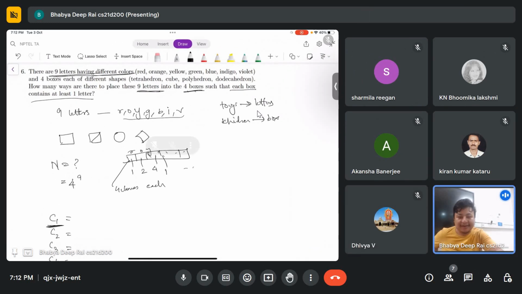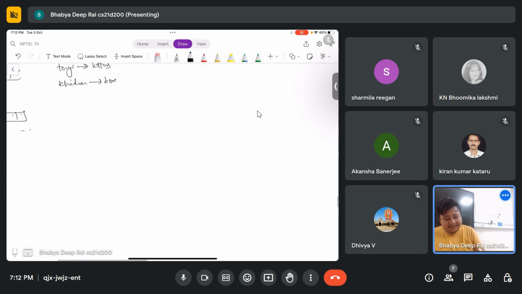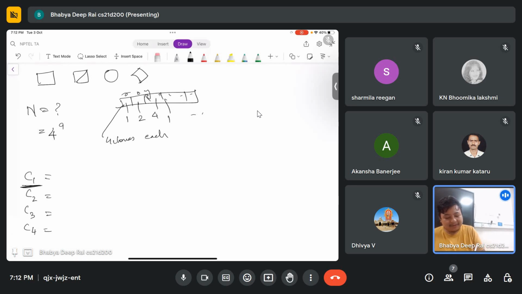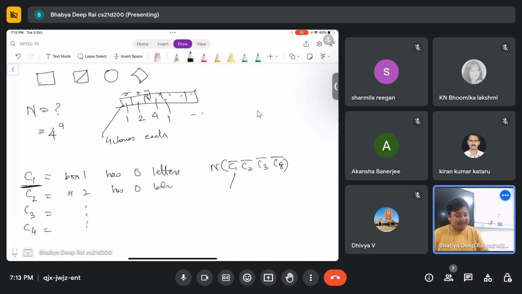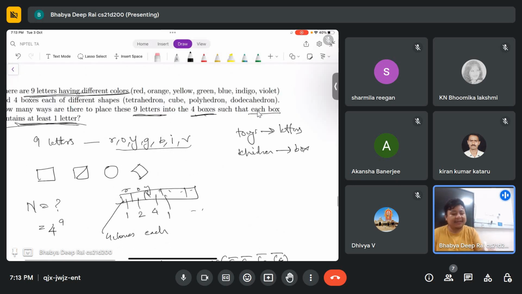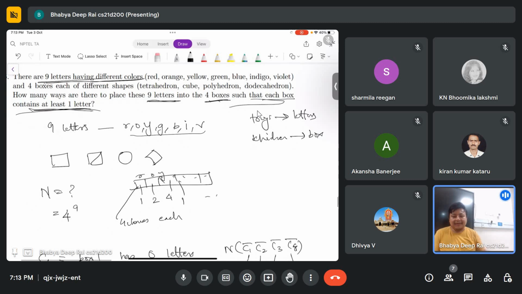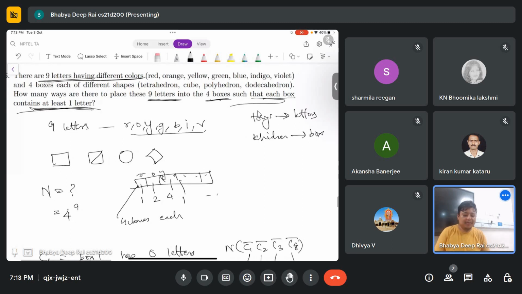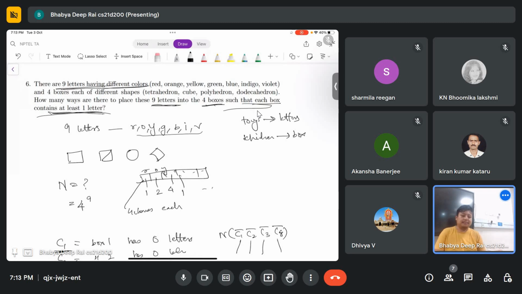Box 1 has 0 letters. Exactly. I mean, because you can't have half a letter or something like that. So C1 is less than 1, or in other words, 0. Box 1 has 0 letters, and box 2 has 0 letters, and so on. So that when we find C1 bar, C2 bar, C3 bar, C4 bar, we actually mean at least 1 letter. Each of the boxes has at least 1 letter. How many ways are there? And that is exactly what the question is asking. And the remaining, I'm leaving it out to you so that you can solve it for yourself. Okay? Good.